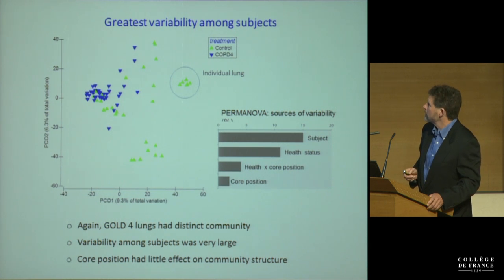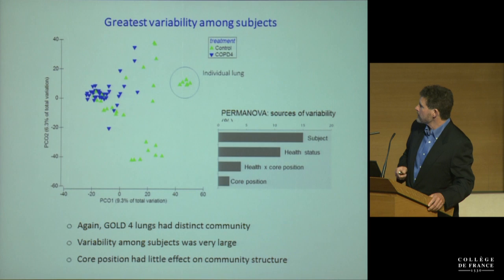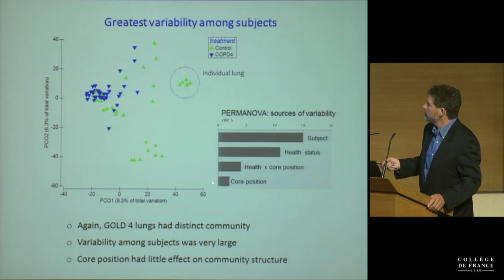However, you can also see that the individual lungs differ quite a bit. So permutational analysis of variance indicated that the single biggest factor influencing variability of the data was actually the subject, and health status, healthy versus GOLD 4, was next behind that. One of the other things that this showed is that the core position along that vertical transect didn't actually have much effect on community composition.